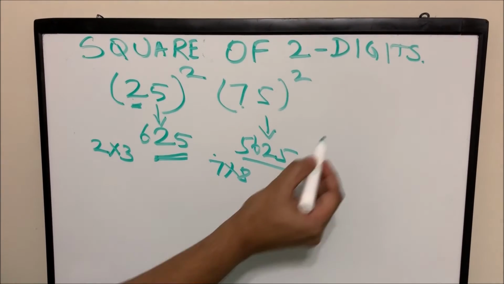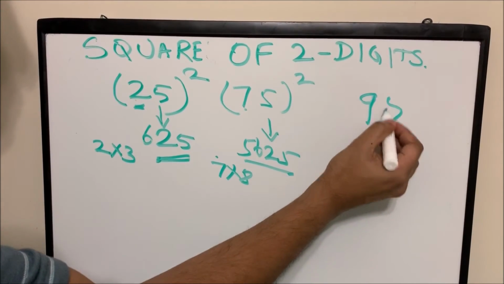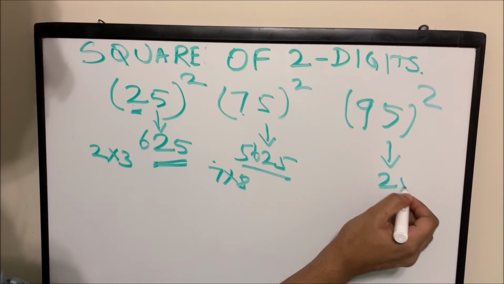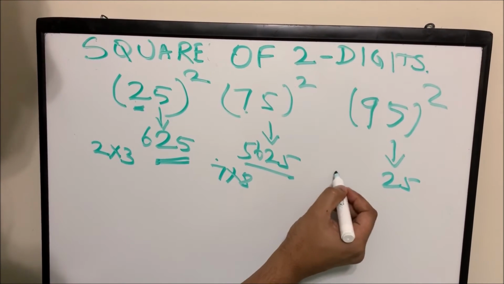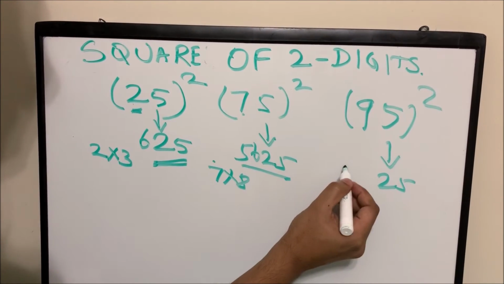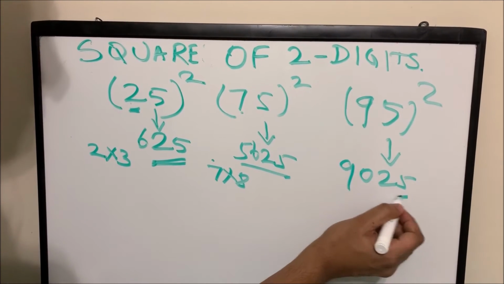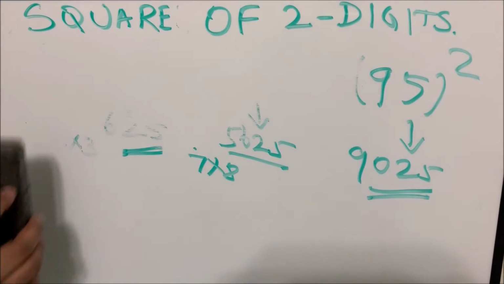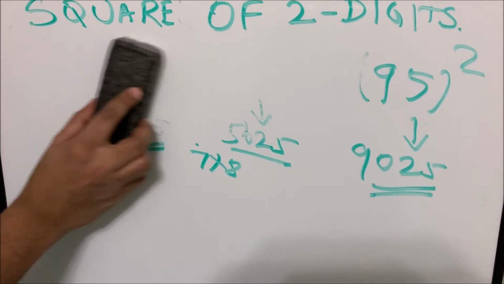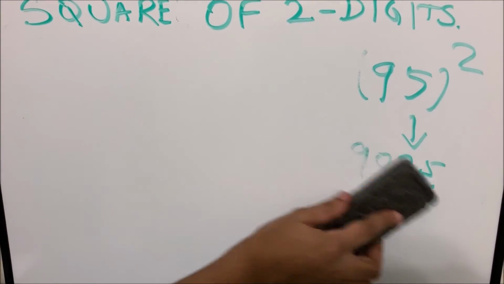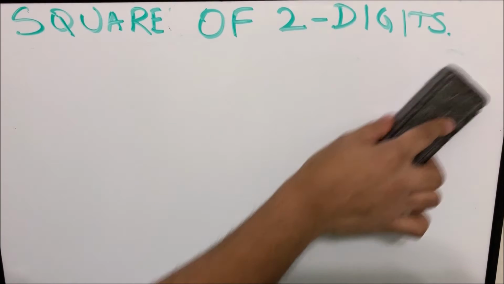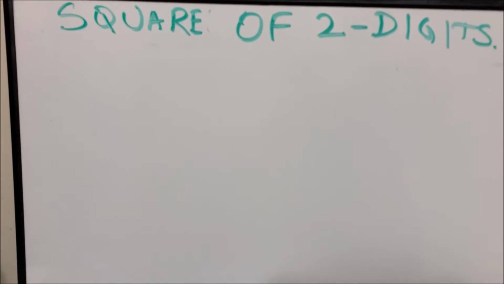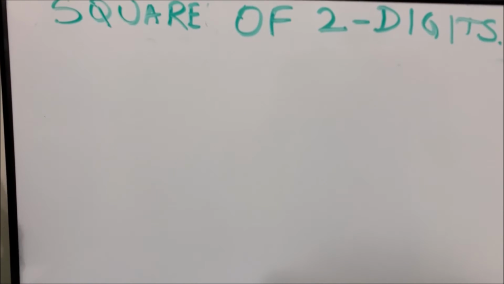And another example, 95. For 5, 25, and for 9 the next number is 10, 9 into 10 is 90, so writing 9025 is the answer. Like this we can do the square of any two-digit number ending with 5. Now let us see the square of any two-digit number. This will be a very easy and the fastest way to do the square.